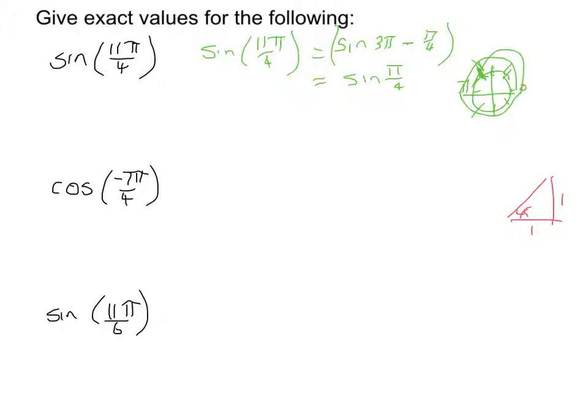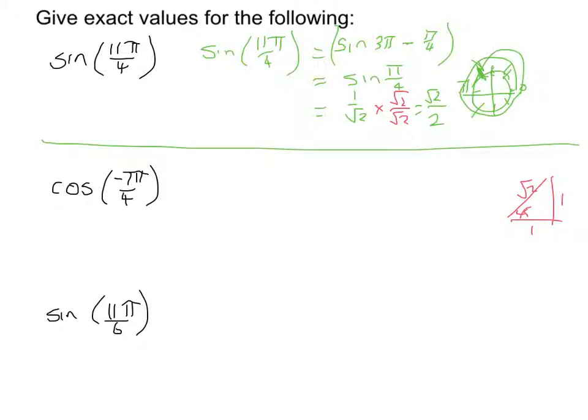1, 1 and root 2. So sine is opposite over hypotenuse, which will be equal to 1 over root 2, and you may be asked to rationalise the denominator, so multiply by root 2 over root 2, which will give us root 2 over 2 as our answer for that question.